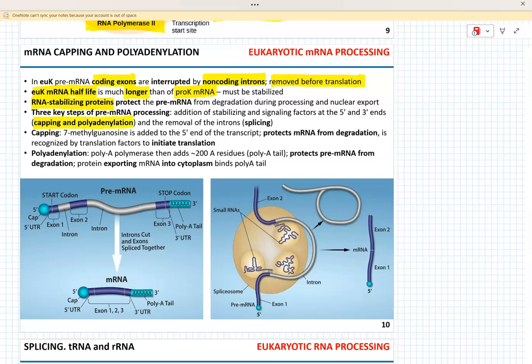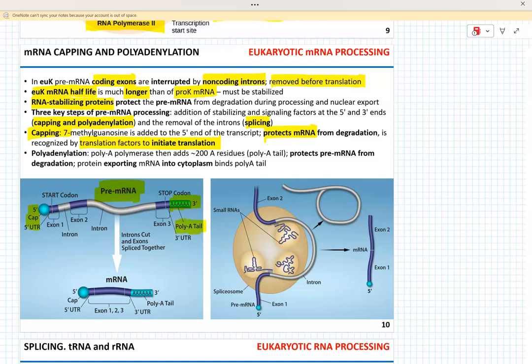The intron removal is called splicing. In other words, mRNA processing in eukaryotes includes three main steps: capping, polyadenylation, and splicing. So what is capping? Capping is the addition of 7-methylguanosine to the 5' end of the pre-mRNA transcript. The role of the 5' cap is to protect mRNA from degradation and to be recognized by translation factors to start protein synthesis.